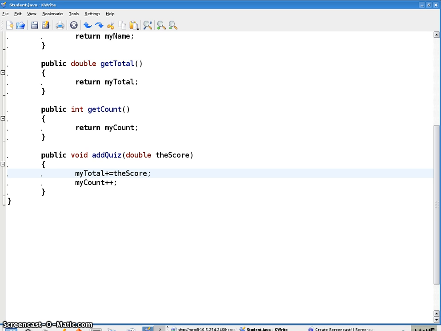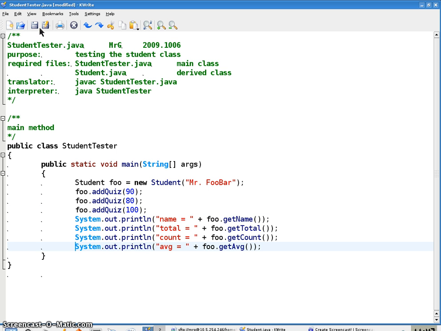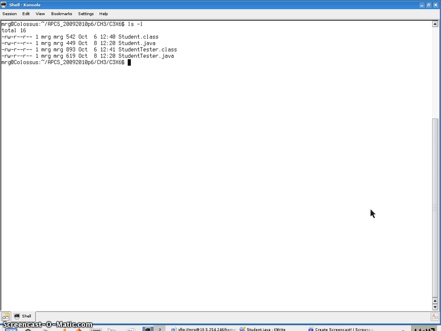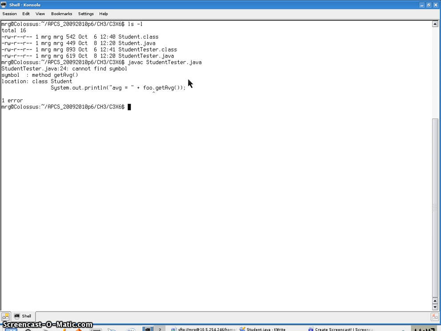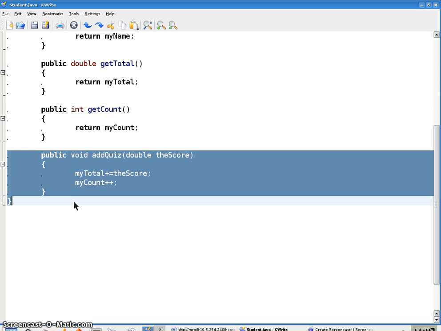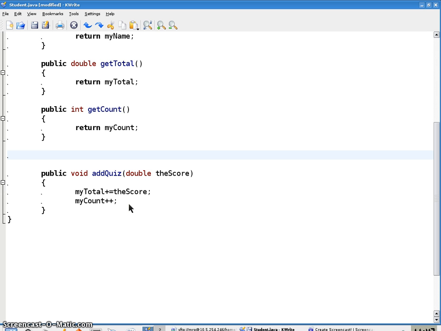So let's go back to the tester. And what is the average of 90, 80, and 100? 90. It would be 90, wouldn't it? Yes. But we should be able to get any double result that we want. So shell out, and there's everything. So let's Java see it. Whoops, there was an error. What did I do? Oh, we never did getAvg. We did add count, but we never wrote the accessor getAvg. Whoops, sorry. All right, so public or not for getAvg?